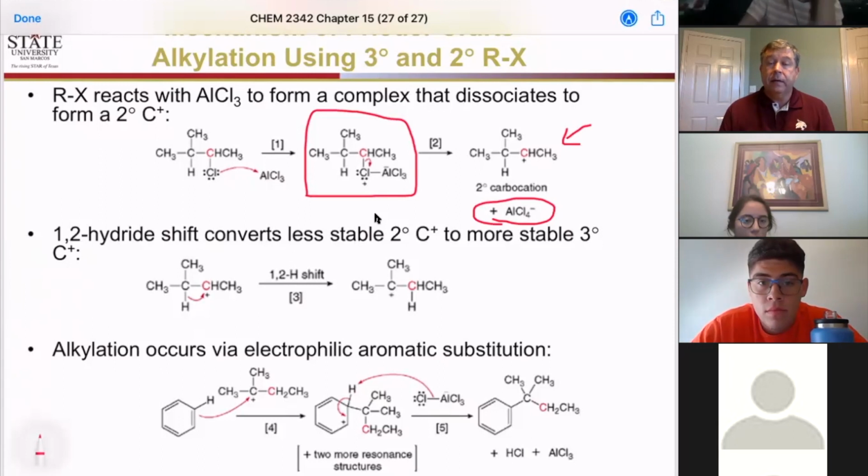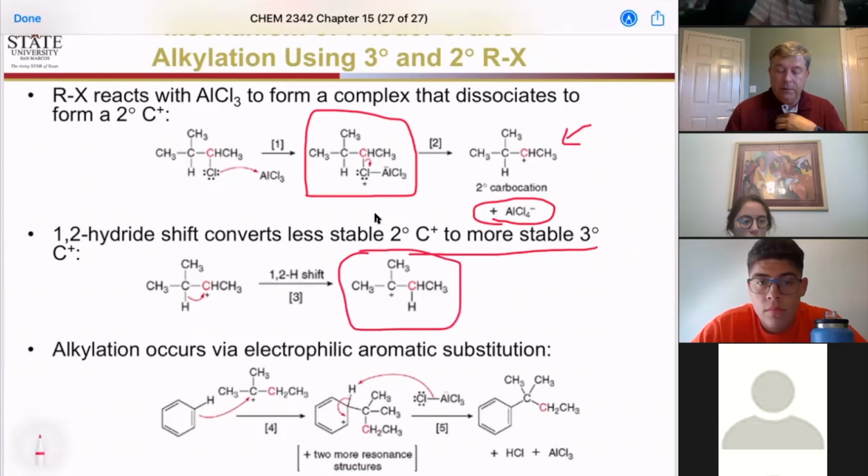If it's a secondary carbocation and it can do a 1,2 hydride shift, it will. Okay. Some secondary carbocations do not rearrange because there is nothing more stable available to it. But if it can rearrange, it will. And in this case, it rearranges by a 1,2 hydride shift. And then we have attack by the benzene at the most stable carbocation formed.